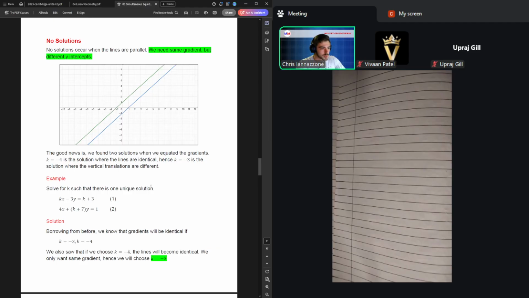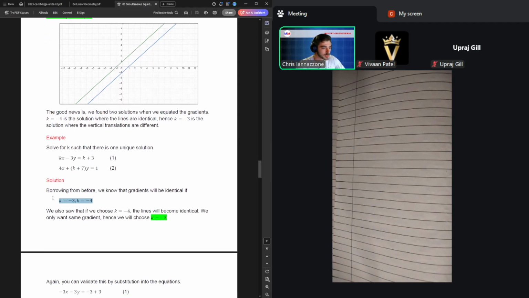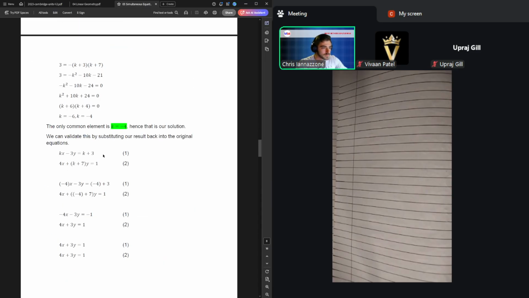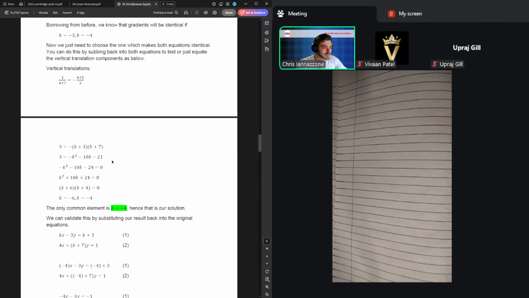And then no solutions. Again, so we're just going to borrow from before. Cool. Gradients are going to be the same if k is negative 3 and if k is negative 4. We do need the same gradient for parallel lines for no solutions, but we need different y-intercepts. So the conclusion is just going to be, if you did it this way, you'd say, okay, well, negative 4 made it the same. Negative 6 is going to make it different.